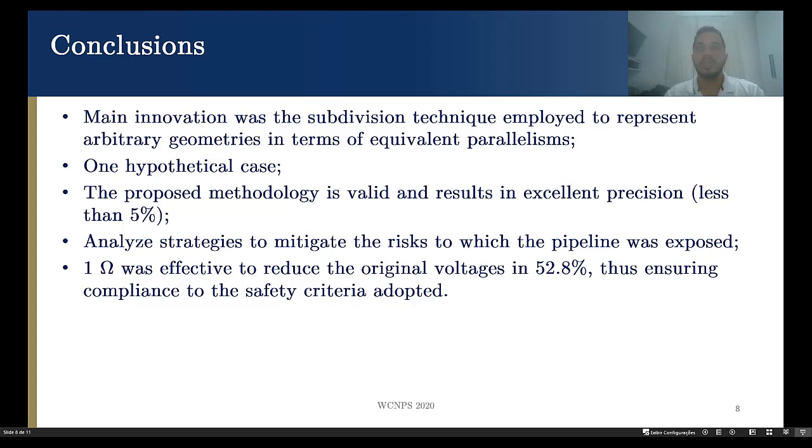Strategies to mitigate the risks to which the pipeline was exposed are analyzed, and 1 ohm at the ends of the pipeline was effective to reduce the original voltage by approximately 50%, making the facilities comply with the safety criteria adopted.